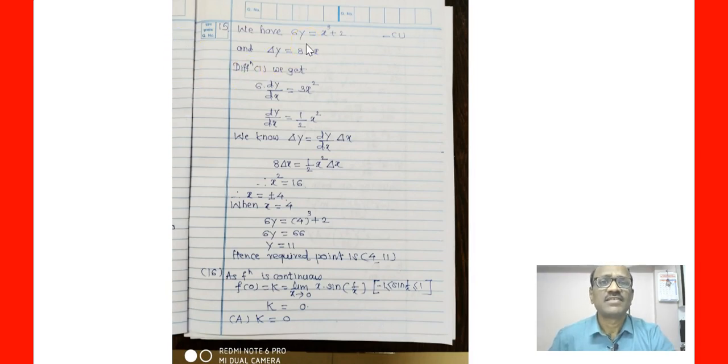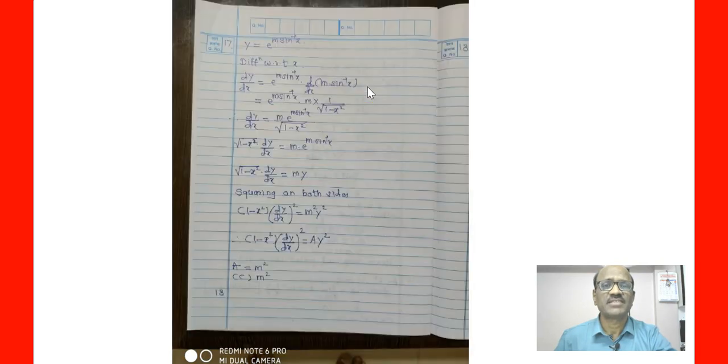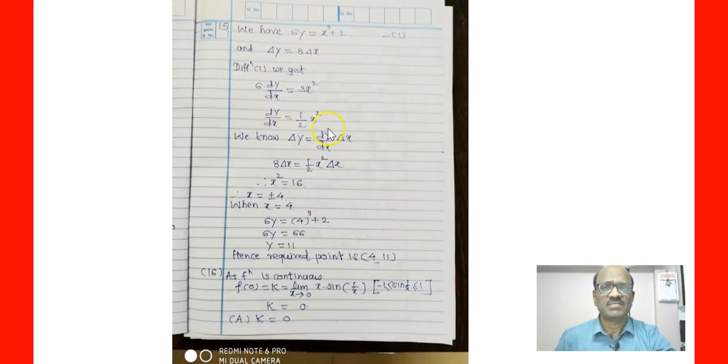We have 6y is equal to x cube plus 2. Now there is a condition that y changes 8 times, meaning delta y is equal to 8 into delta x. Differentiating the first equation, you will get the derivative of 6y as 6 into dy by dx, and of x cube as 3x square. Therefore dy by dx is equal to x square upon 2. We know that delta y is equal to dy by dx into delta x. Now substitute these values: delta y is 8 into delta x, and dy by dx is x square upon 2.